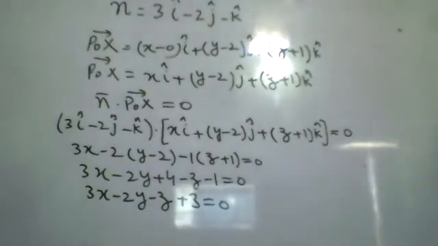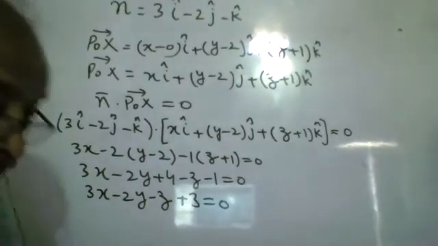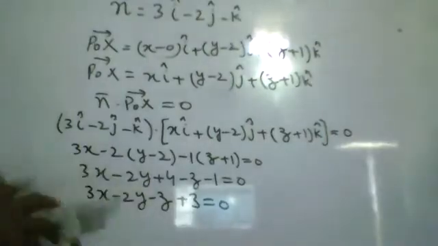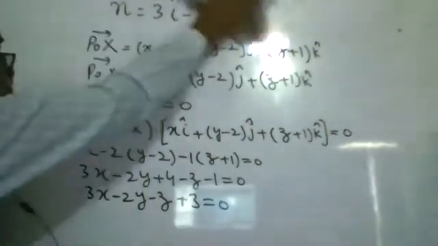Sorry, question number 2. The plane through 1, -1 and 3 parallel to the plane. Now this is parallel to the plane. Here only the point is given and the parallel to the plane is given. So first we will find the vector from this plane. Question number 22, the plane through the point and parallel to the plane.